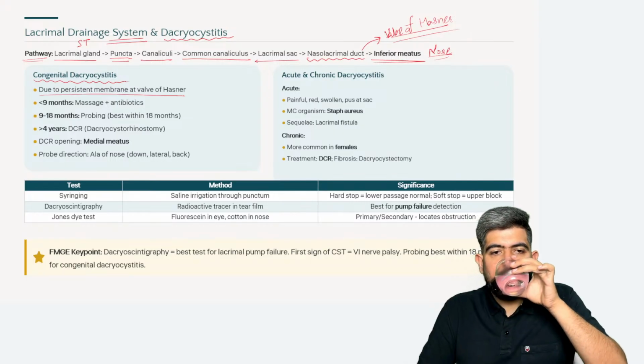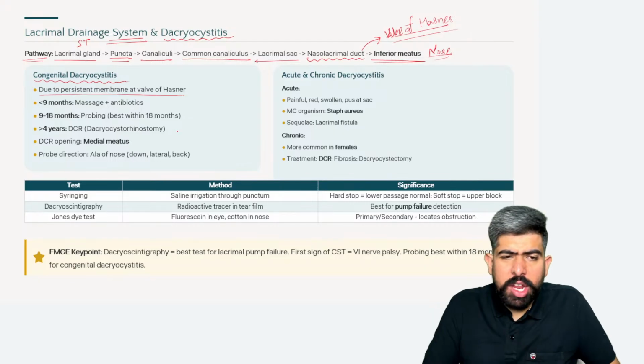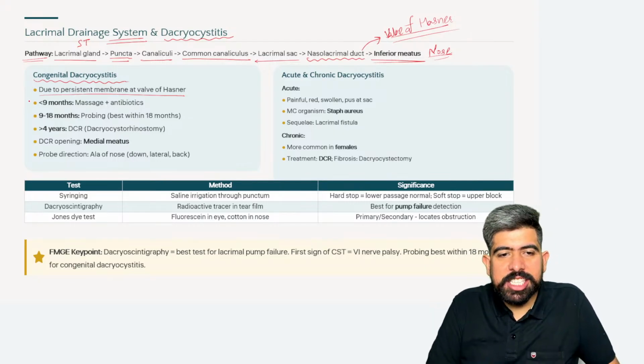Now, the treatment part, as we already know. It is a very controversial question. Just remember about it.